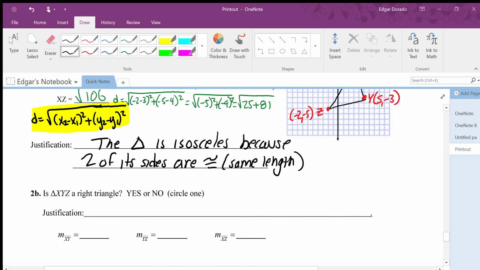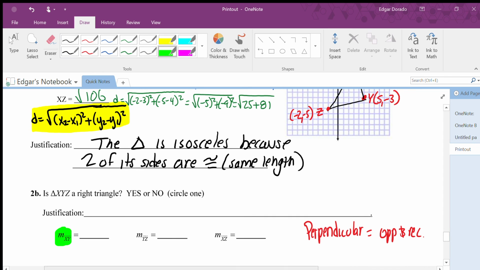So let's see. It says, is XYZ a right triangle? Yes or no? Well, again, to know that, I need to know if I have a set of perpendicular lines. And if I have a set of perpendicular lines, perpendicular means I have to have opposite and reciprocal slopes. So let's go ahead and find all slopes here.